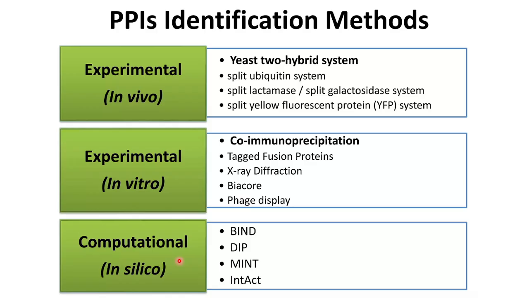So for in vivo experimentation, you can do the yeast two-hybrid system, or even the yeast reverse two-hybrid system, using the split ubiquitin system, split fluorescent proteins like the yellow fluorescent protein, GFP, green fluorescent protein, RFP, red fluorescent proteins, and so on. And the split galactosidase system or the lactamase system, even the split luciferase also works very well for these cases.